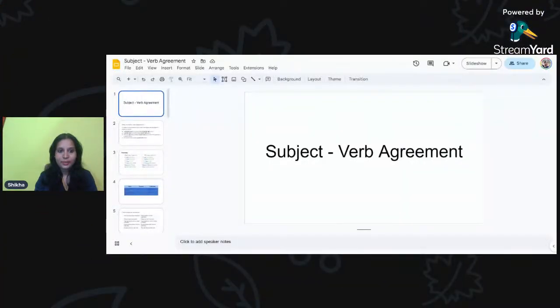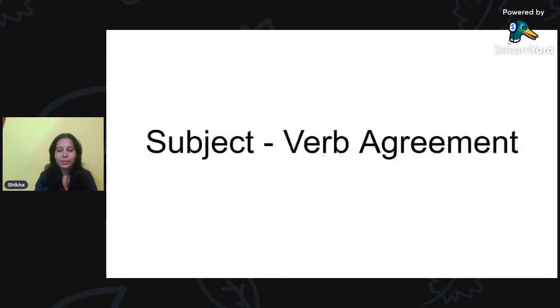Today, we are going to learn subject verb agreement. Okay, so let me share the screen first. Give me some time. Till then, I will just share my screen and you will be able to see my screen and it will be easier for you to understand. Okay, so here we are going to start with subject verb agreement.